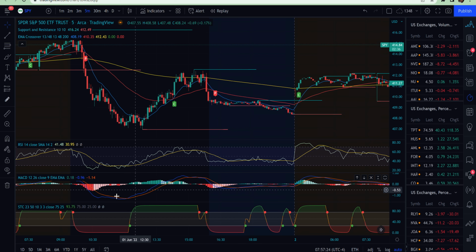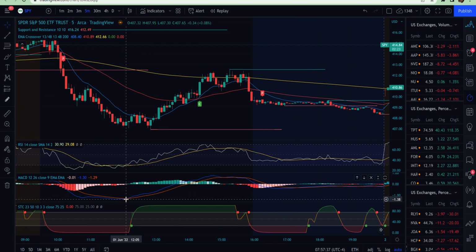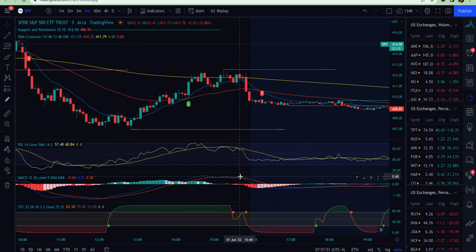Now you have the MACD. Now this is known as the moving average convergence divergence. And if you have the MACD line crossing above its signal line, so the MACD line being blue and the signal line being orange, when you have that cross above, you are in a bullish trend. When it crosses down, you are in a bearish trend.